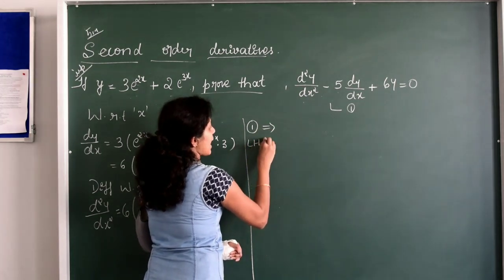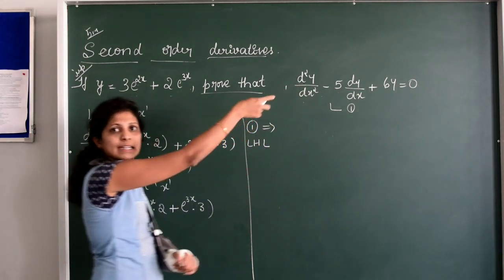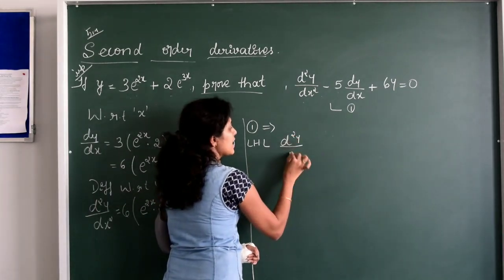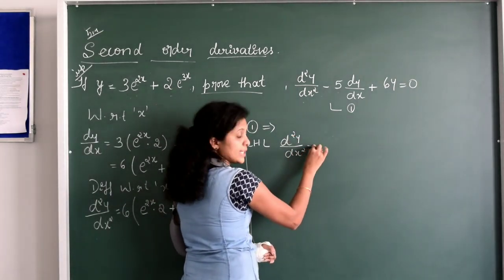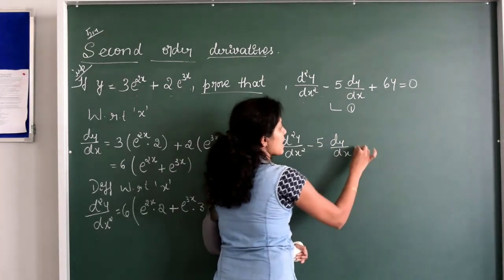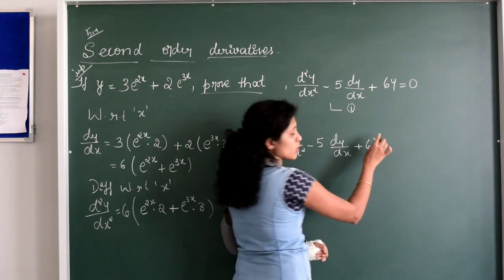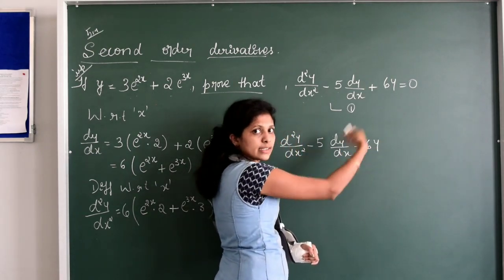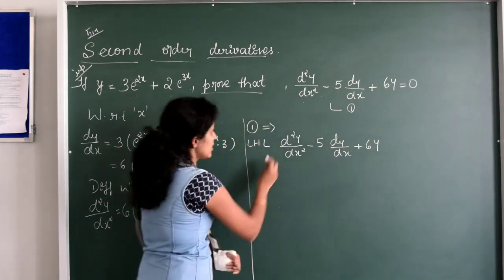Now let's substitute in equation 1. We will consider the left hand side, and I have to substitute there. We consider what is given: d square y by dx square minus 5 into dy by dx plus 6 into y. You are not supposed to write this is equal to 0. We have to prove this left hand side is equal to 0. Is it clear?